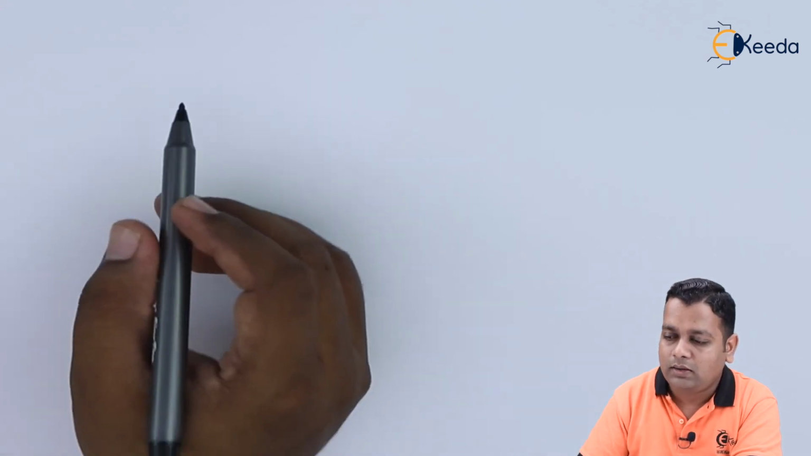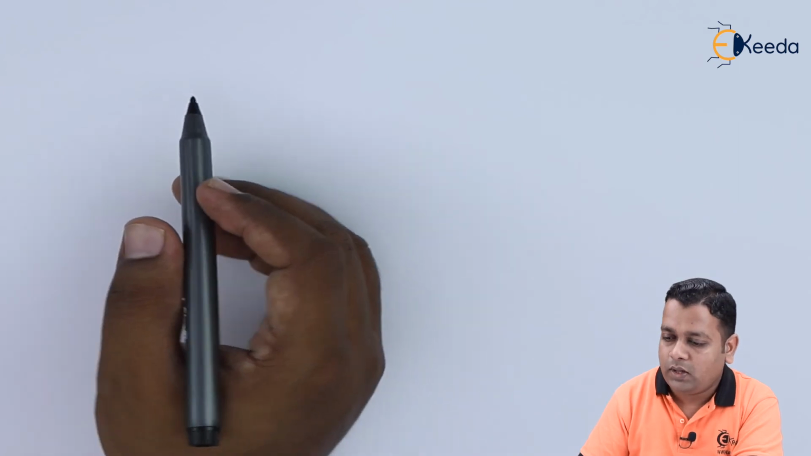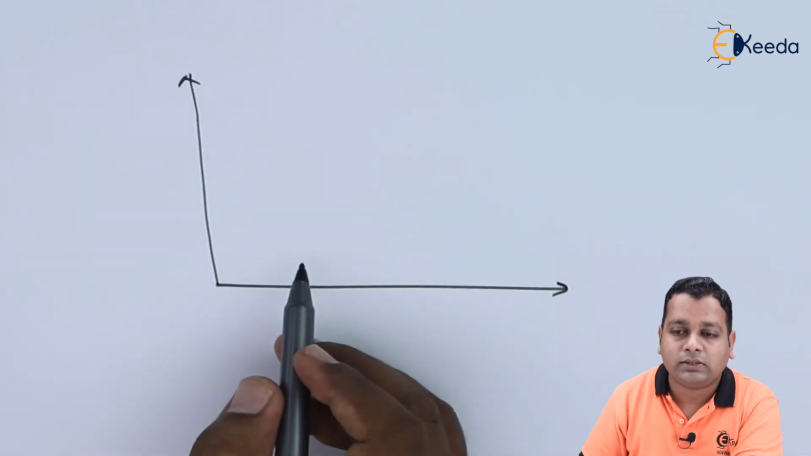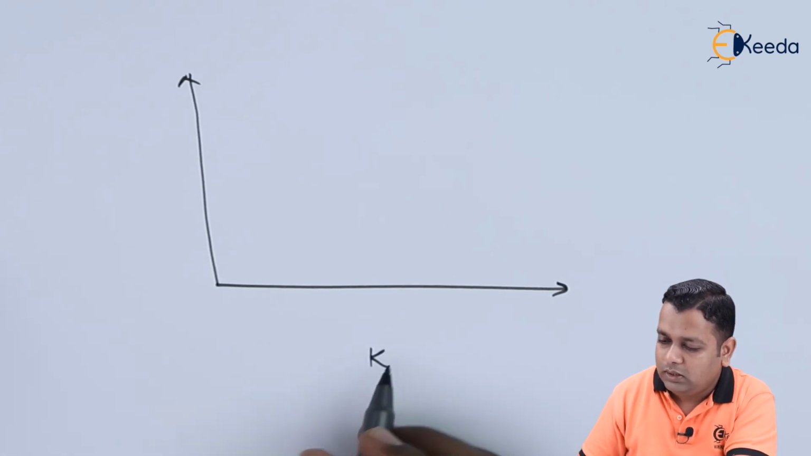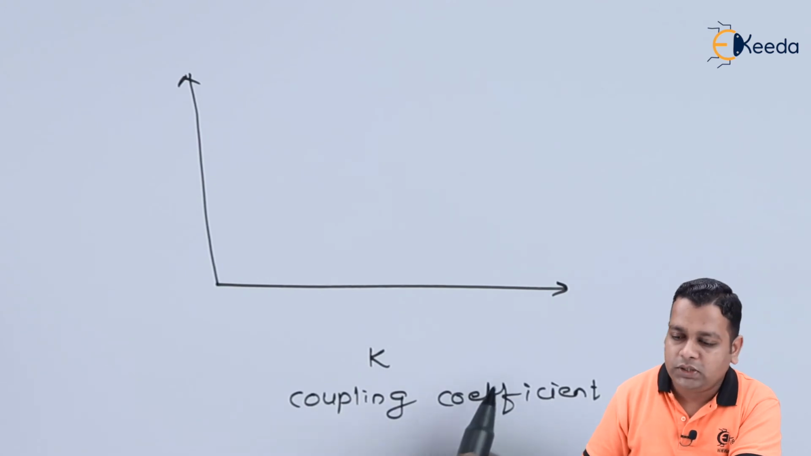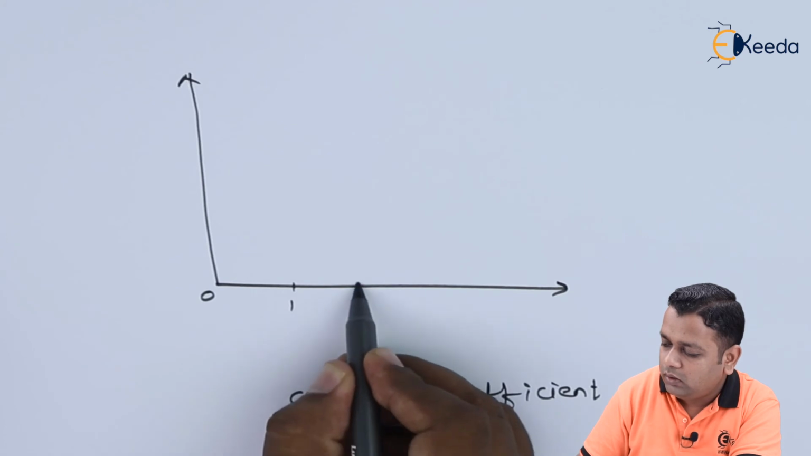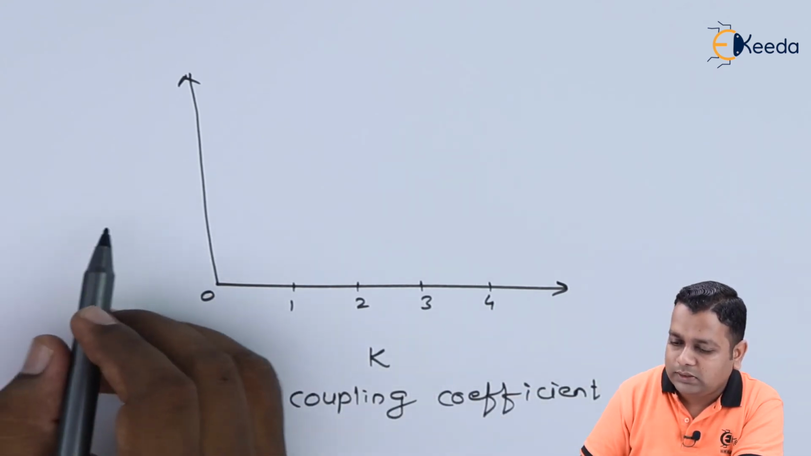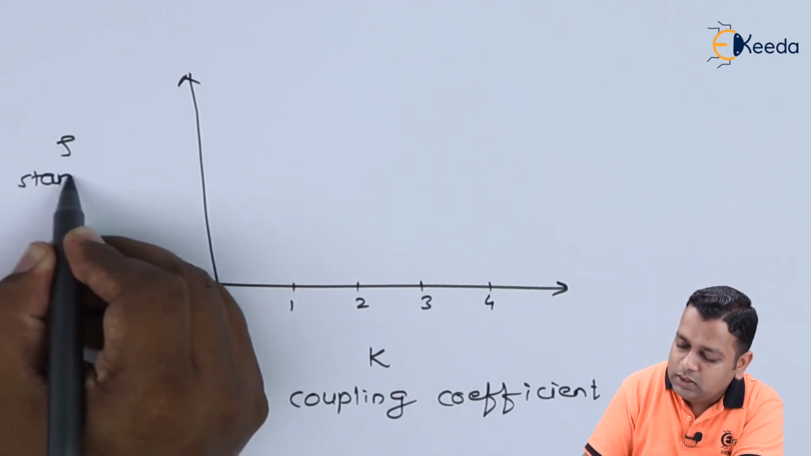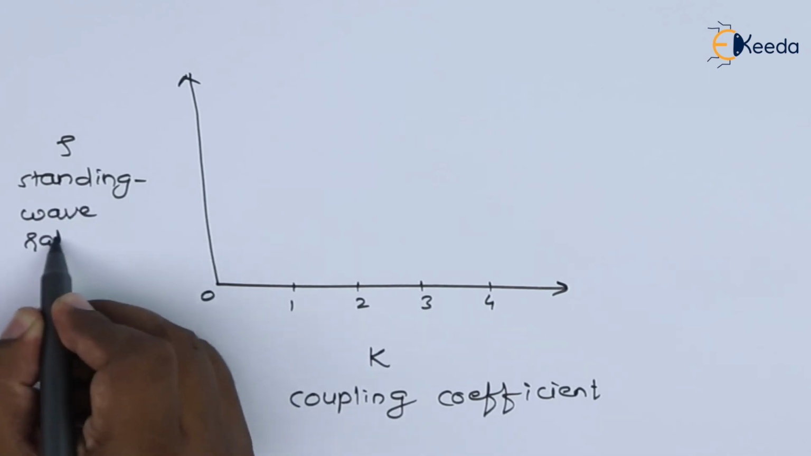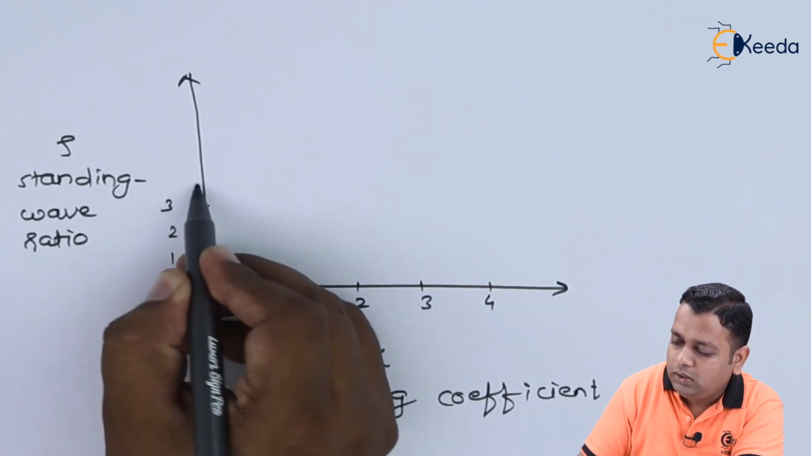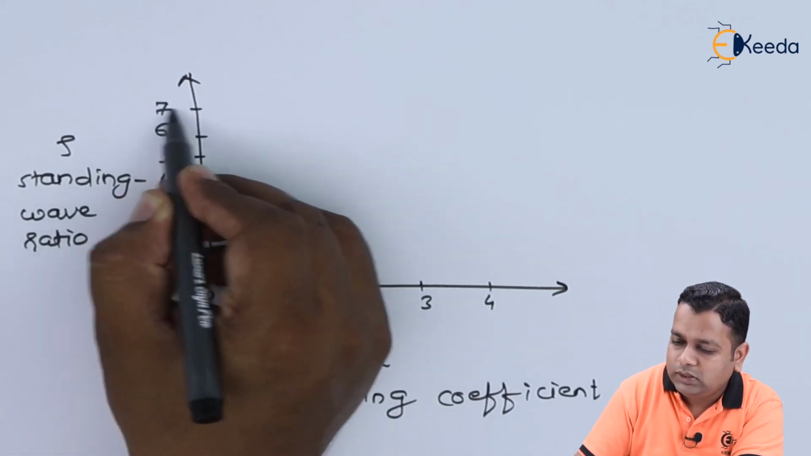Now let us discuss a relationship between the coupling coefficient K and the standing wave ratio rho. So here we have a plot corresponding to the graphical axis. On the horizontal axis we take the representation of capital K. This is nothing but the coupling coefficient. For coupling coefficient we start at 0 and we have the values 1, 2, 3, 4 and so on in this direction. Whereas on the vertical axis we take rho, which is called the standing wave ratio. And for the standing wave ratio, we start at 0 and go with the values 1, 2, 3, 4, 5, 6, 7 and so on.